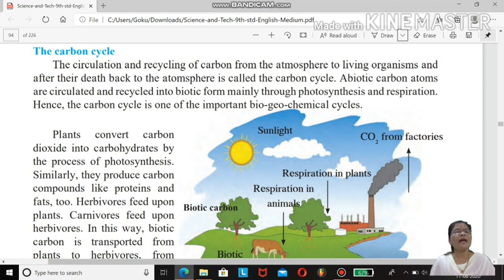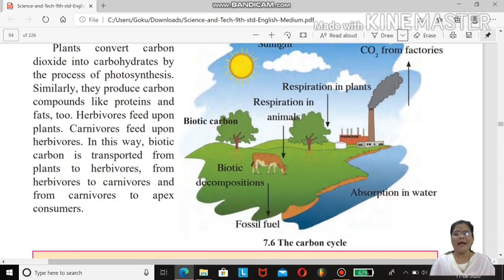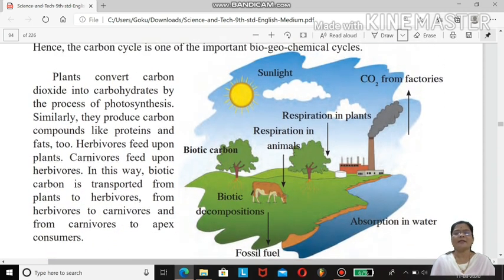The abiotic carbon atoms are circulated and recycled into the biotic mainly through photosynthesis and respiration. Hence the carbon cycle is one of the most important biogeochemical cycles. Students, look at the diagram 7.6.